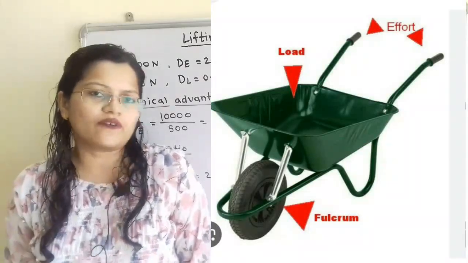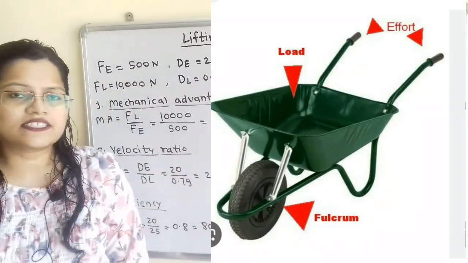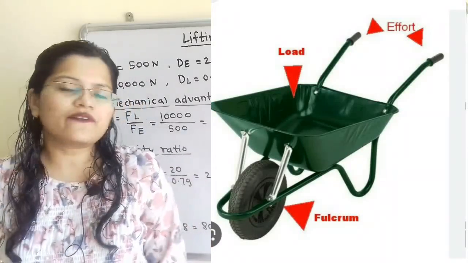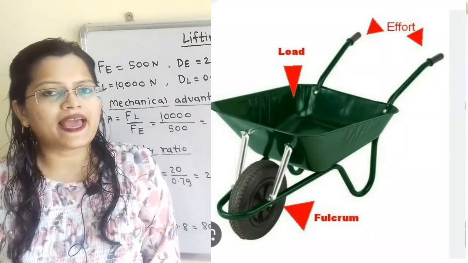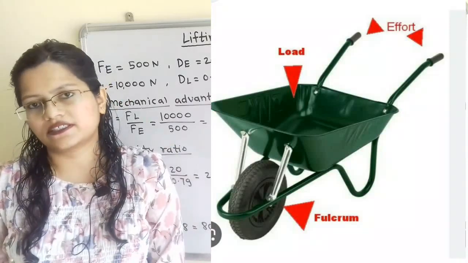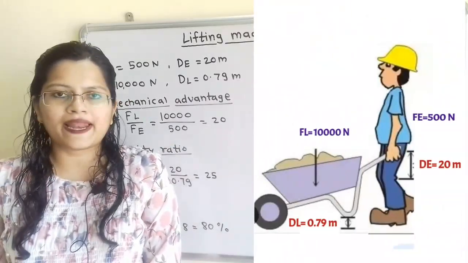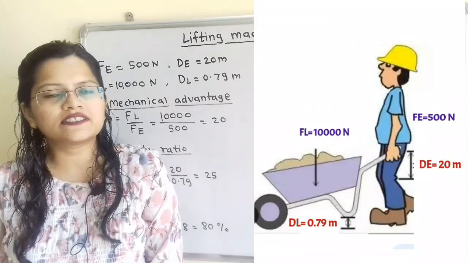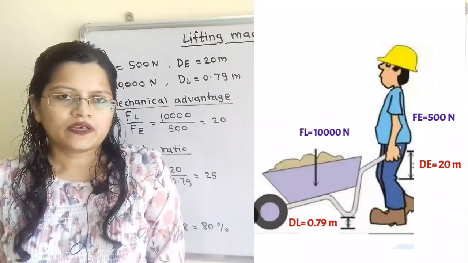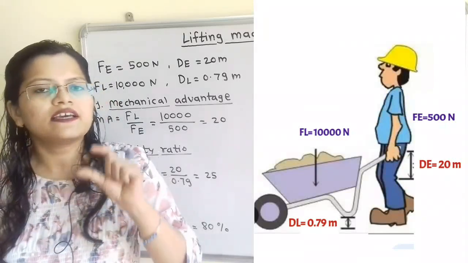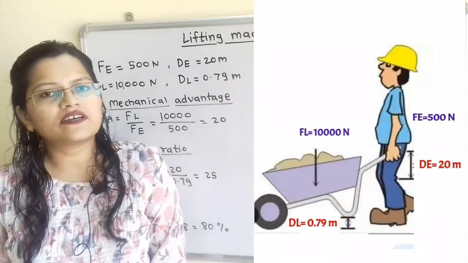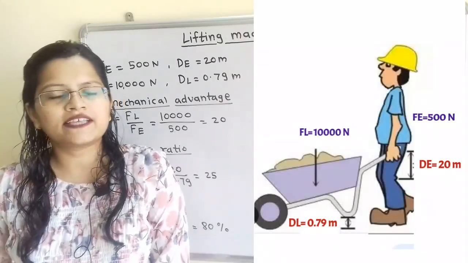This is the question of lifting machine, and let us understand the given data with the help of a wheelbarrow diagram. In case of a wheelbarrow, we have to apply effort at the handle to lift the handle by a certain distance. That effort applied is known as Fe and the distance moved by the effort is known as dE. When we lift the handle, the load is also getting lifted by a short distance. So the distance moved by load is known as dL.